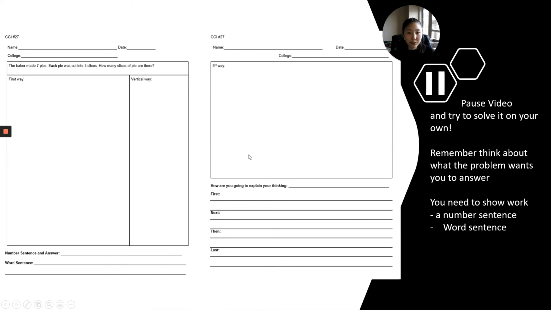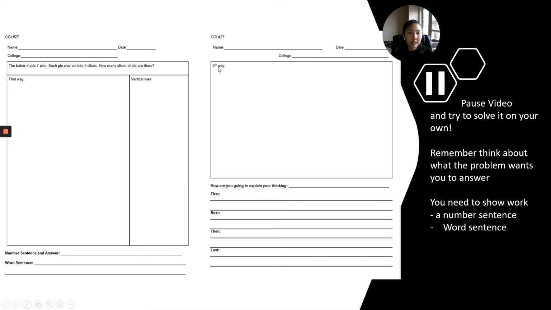Please open up to page 27, which you already should have open. Make sure you're filling out all the things on the first page. That means name, date, college. You have your circles, your boxes, and your underlining all done already. You have a first way. If you can do a vertical way, do so. You should have a number sentence and a word sentence all done before you watch me solve mine.